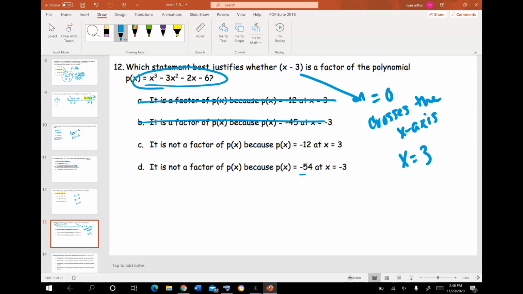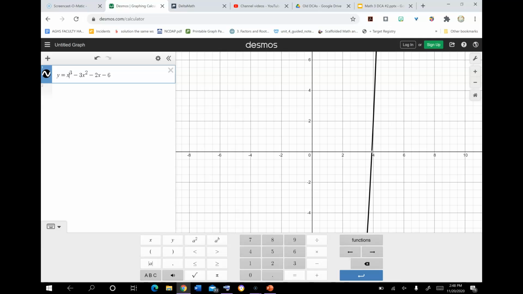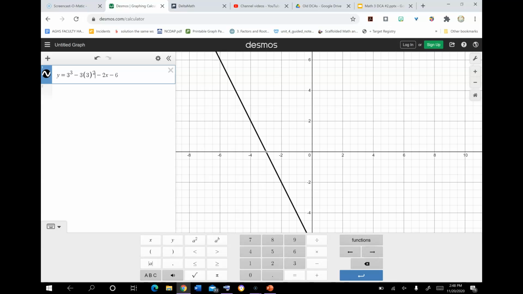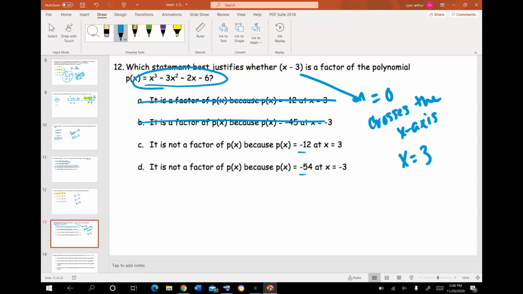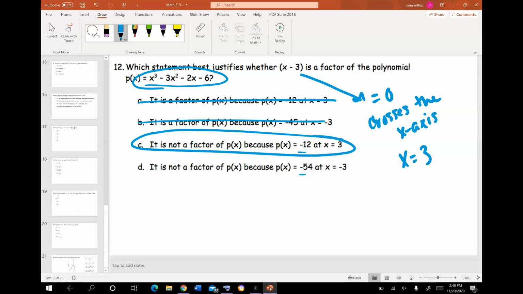To find out what it equals, well, we already know x equals 3, right? But to find out what it equals, all you have to do is go back to Desmos and just replace all your x's with 3's. It equals negative 12. There we go. So our answer is C. Okay? All right. Almost there, guys.